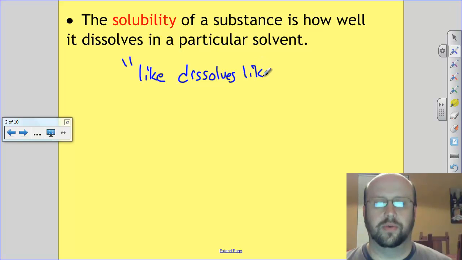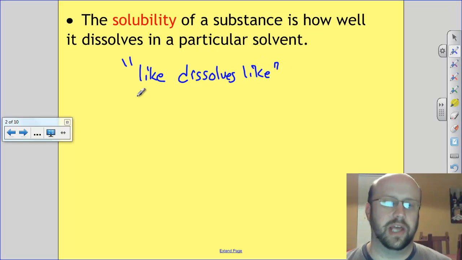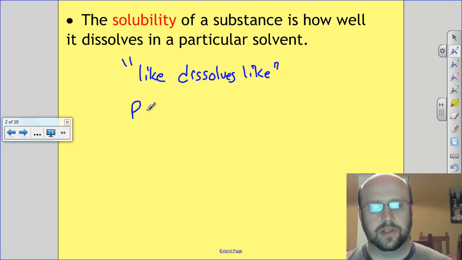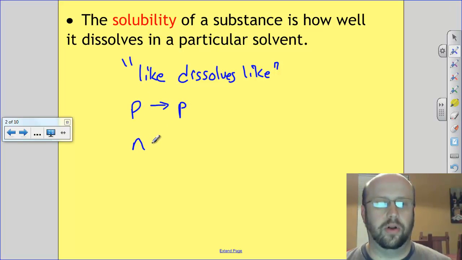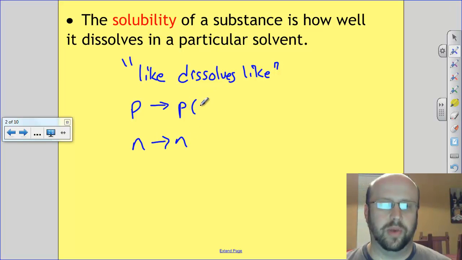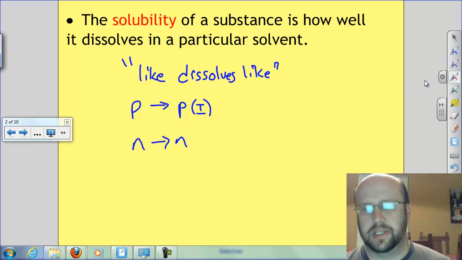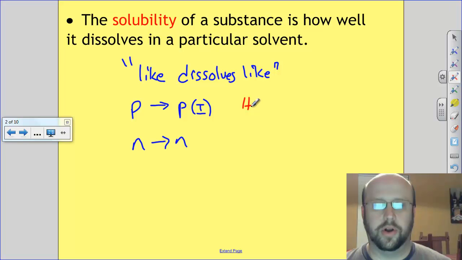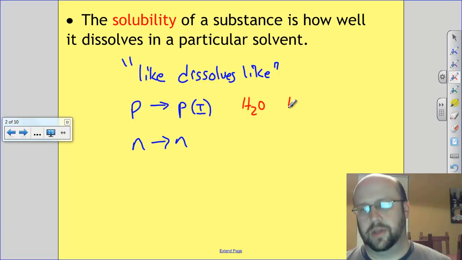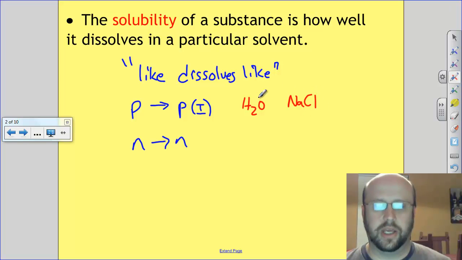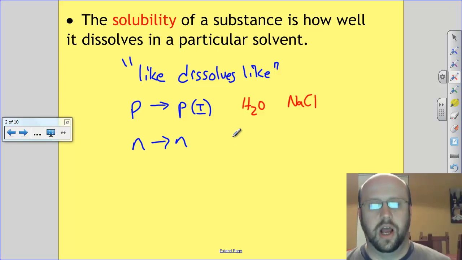Okay, and just to review real quick, what does that mean? That means that polar things dissolve polar, okay, and nonpolar dissolves nonpolar. And remember that when we talk about polar, we can include ionic in that as well. So what does that mean? That means that typically something like water is going to dissolve something like salt. Okay, salt is ionic, water is polar, and so those two things are going to dissolve each other.